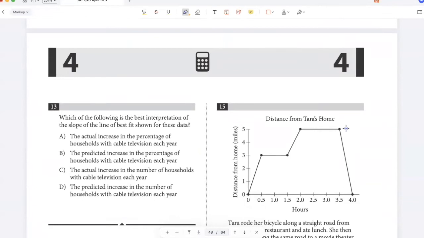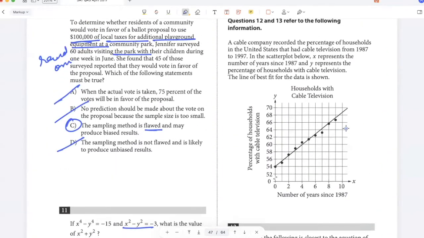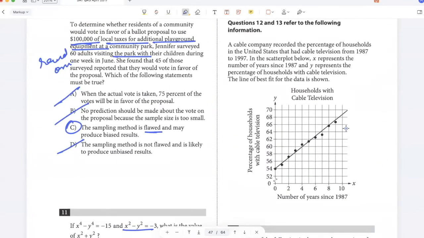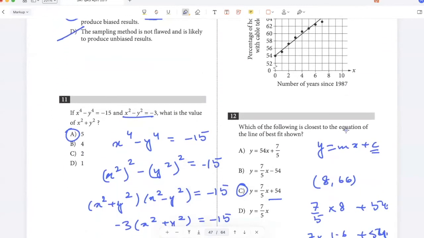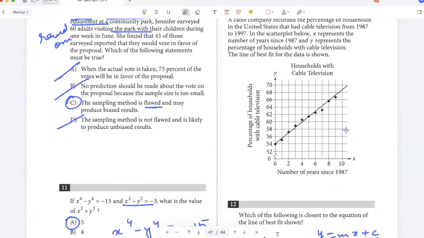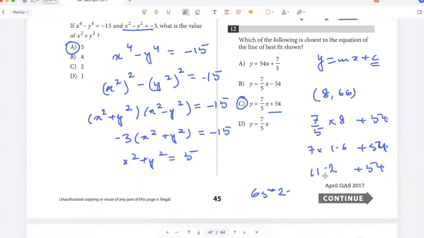Which of the following is the best interpretation of the slope of the line of best fit? So the slope of the line of best fit, here you can see the line of best fit is 7 by 5x plus 54. So y is 7 by 5x plus 54. So the slope is 7 by 5, right? So that is the increase in the y value for a unit increase in the x value. So increase in the percentage of households with cable TV every year, right? That would be the answer.